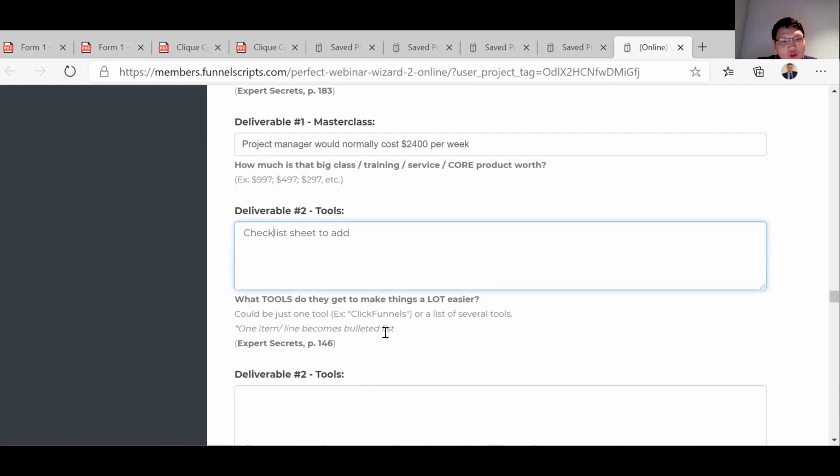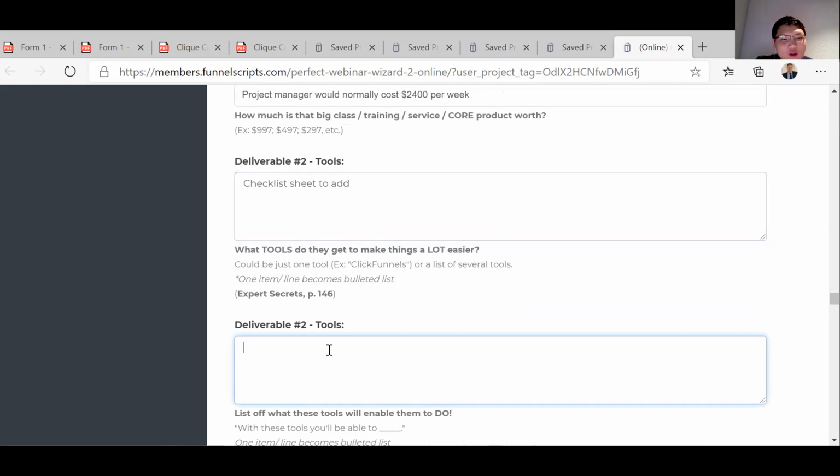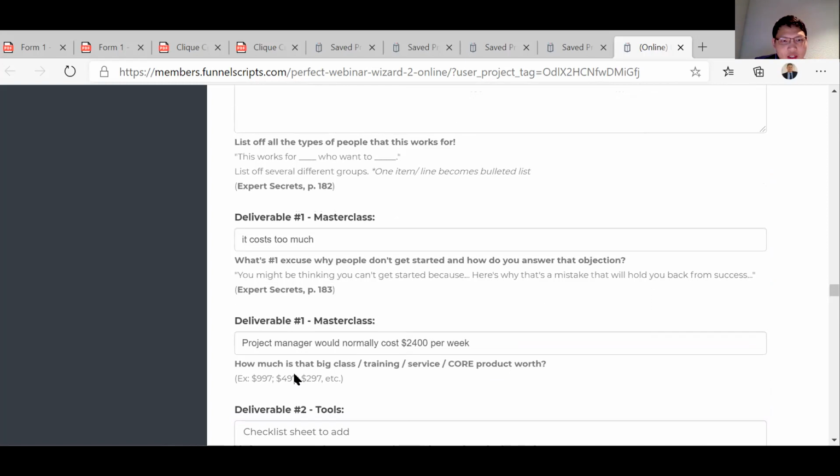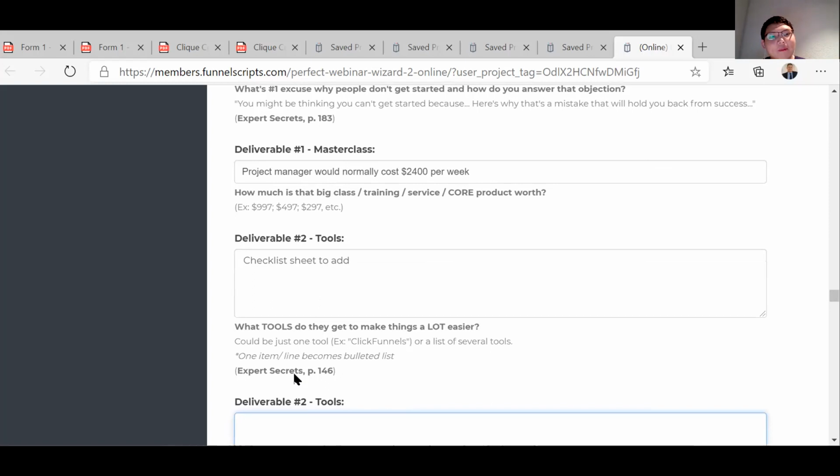Okay, scroll down. If you scroll down, deliverable number two. So this is your product number two. Okay, wait, I mean, I'm just on deliverable number two. So scroll up a bit. Deliverable number one, project manager, deliverable number two. Okay, sorry, I made a mistake. So deliverable number two, yeah, it is a tool.